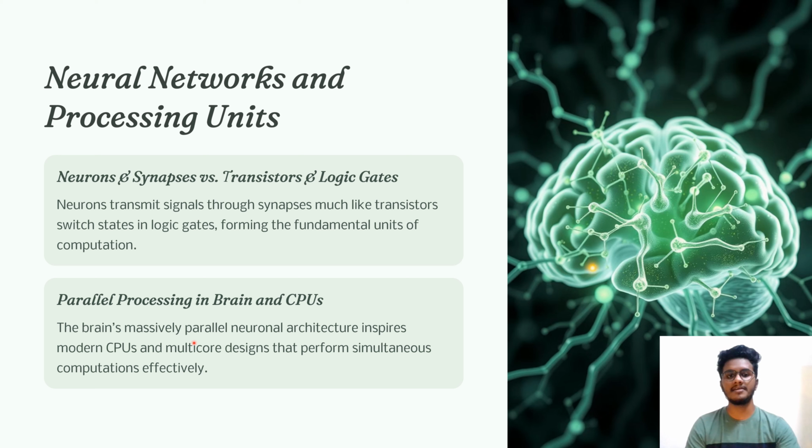The brain's massively parallel neural architecture inspires modern CPU and multi-core design that performs simultaneous computation effectively. Like the neural networks connected in our brain, millions of neurons together form the complete organ of the brain, and the same as the processing unit in a CPU, which has many transistors in which logic gates perform their functions as the fundamental units of computation and processing.